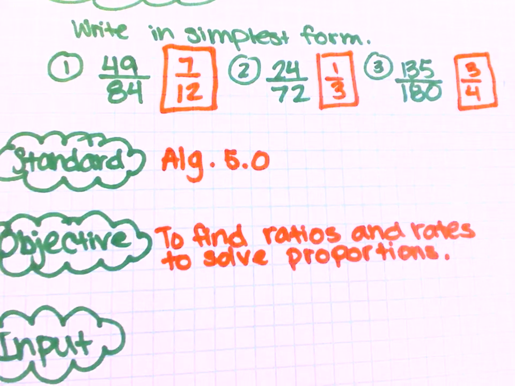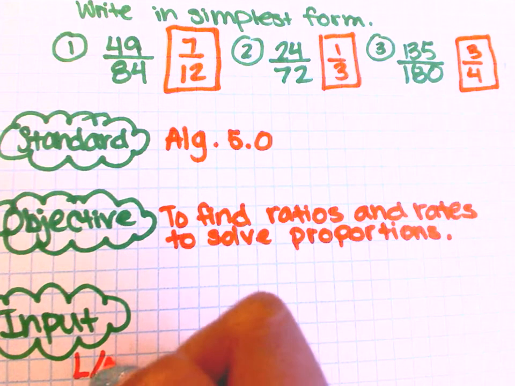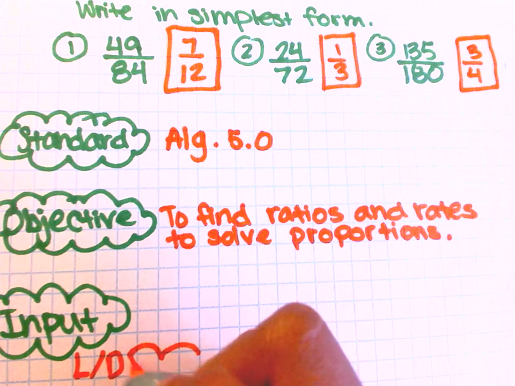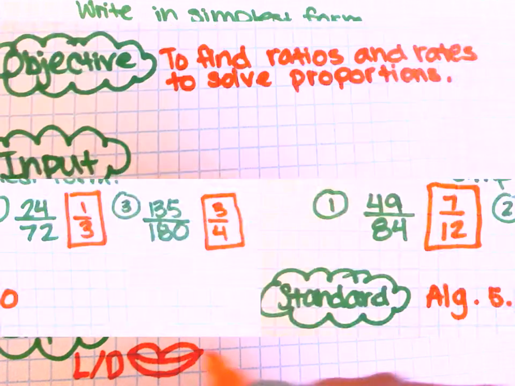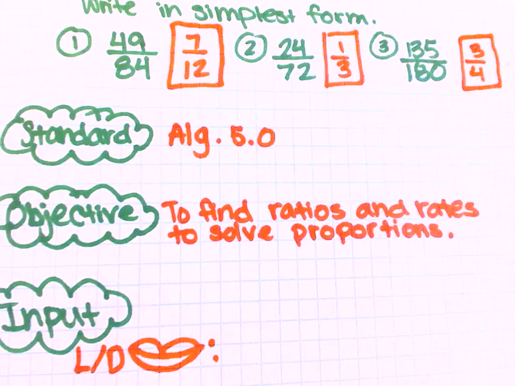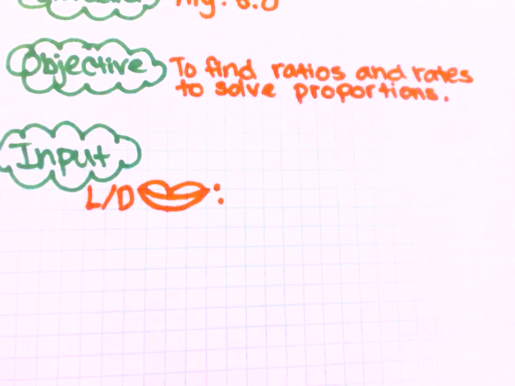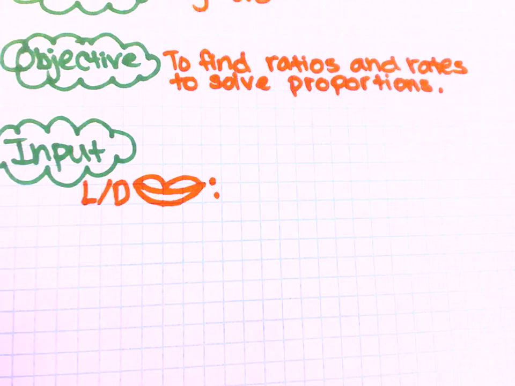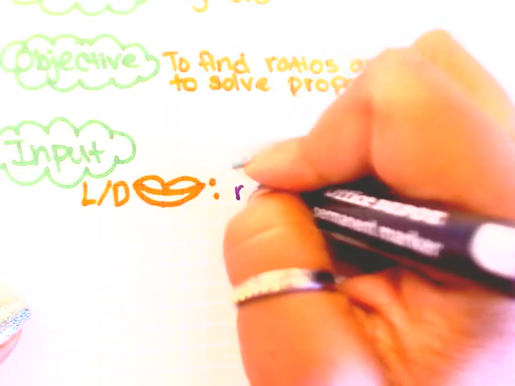Okay, so we're using ratios and rates to solve proportions. For input today, we actually do have the language of the discipline words. We actually have a couple. We have 3 today. So go ahead and draw your lips. And your first word is ratio. Go ahead and write ratio.